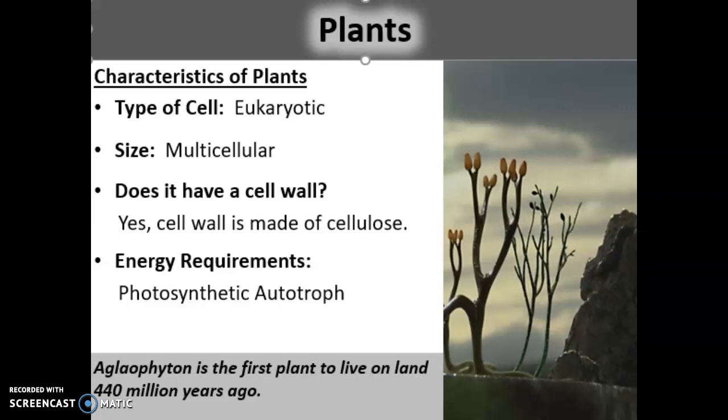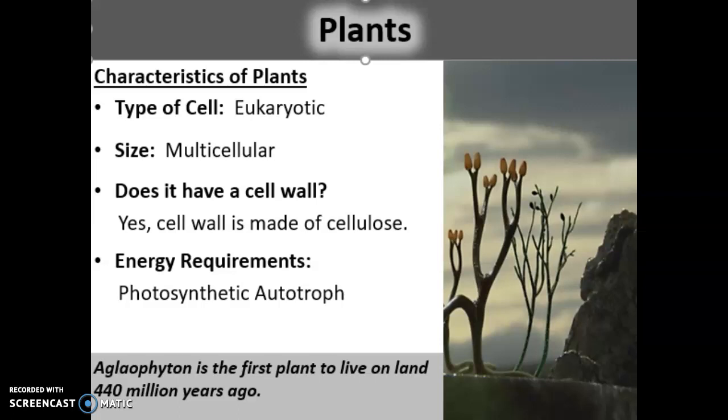So what do all plants have in common? For the type of cell that makes up plants, it's always going to be a eukaryotic cell. This is a more advanced type of cell with a nucleus and all these other fancy organelles that we've been talking about. Plants are always multicellular. Right? So there's no such thing as a unicellular plant. They're always made up of multiple cells.